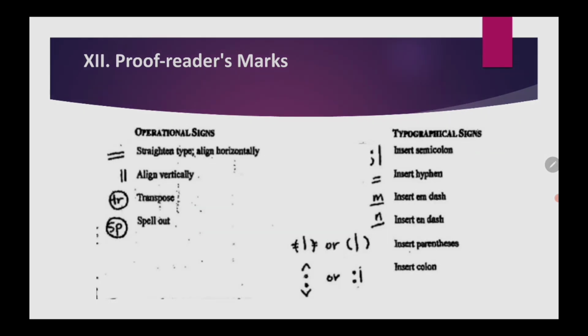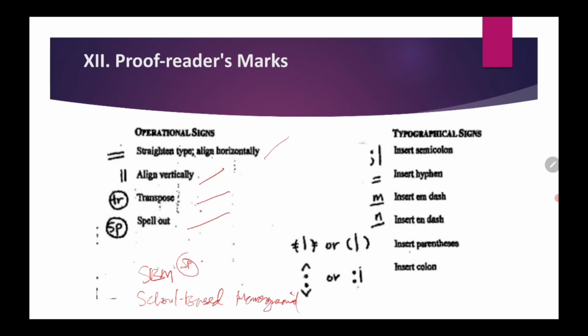Additional operational signs. Straighten type, align horizontally. This one, align vertically. TR for transpose, SP for spell out. For example, you have the SBN there, no? And then the operational sign SP was placed there. It means you have to spell out. You write school-based management. Okay. Insert semicolon, insert hyphen, insert n dash, insert m dash, insert parentheses for this one, and this one is insert colon.